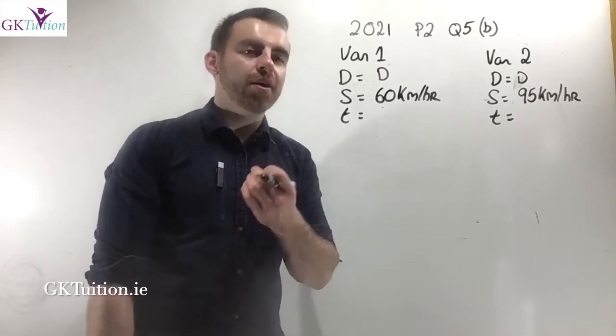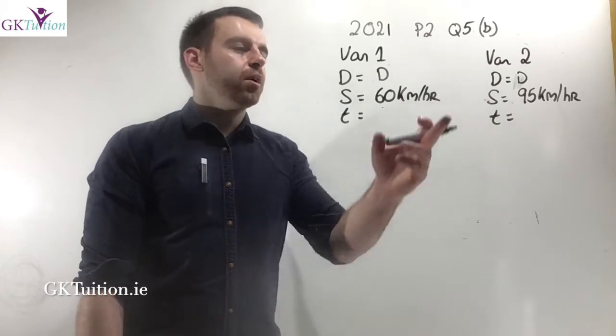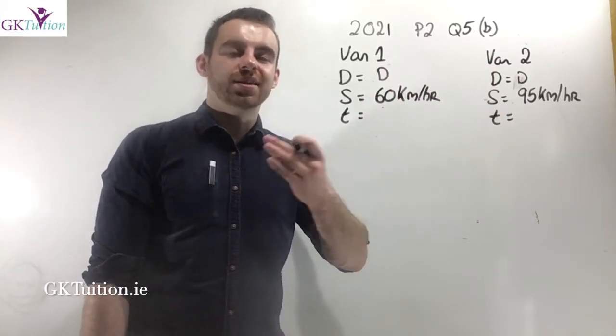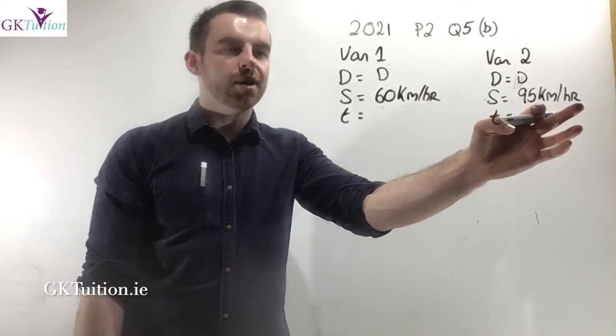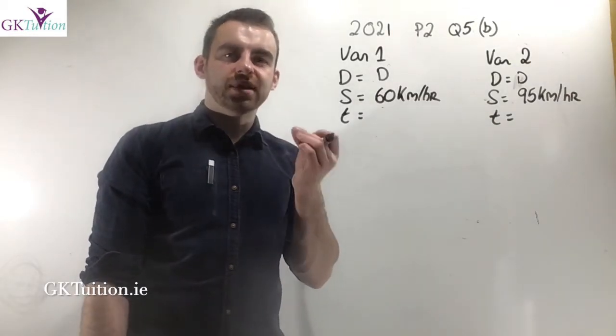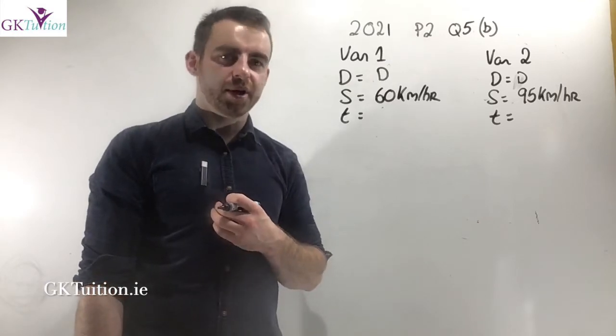We're told that an hour and 45 minutes later, another van leaves, van number 2. The only thing that we know is that it travels the same distance. It's going to the same place. Its speed is 95 kilometers per hour, and it arrives at the same time. So because it arrives at the same time, that's the key that's going to allow me to solve this question.